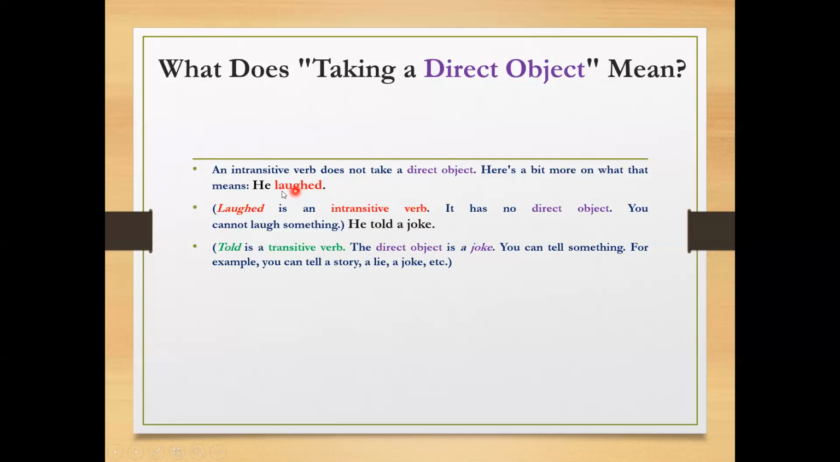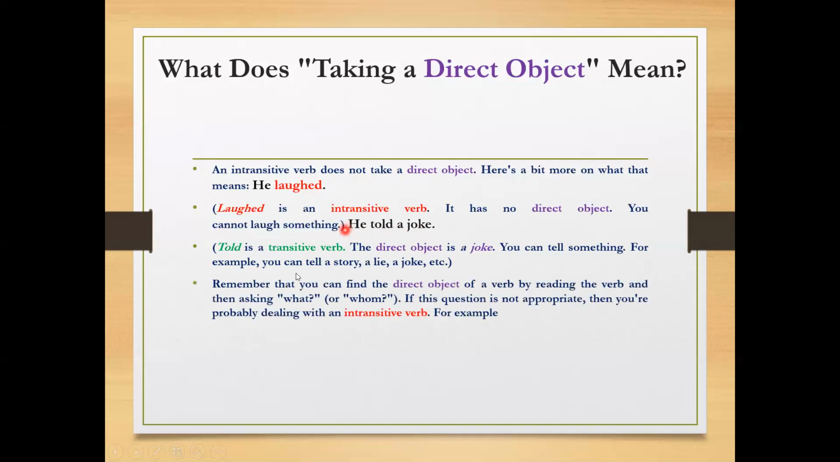One more thing, dear students. Can you change laughed into the passive? Laughed by him? You can't. But you can easily change the sentence he told a joke into passive: a joke was told by him. Why can you change this sentence easily into passive? Because this verb is a transitive verb. It has an object. But in the other sentence there is no object, so you cannot change it.